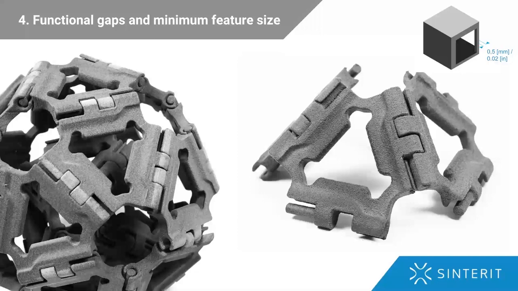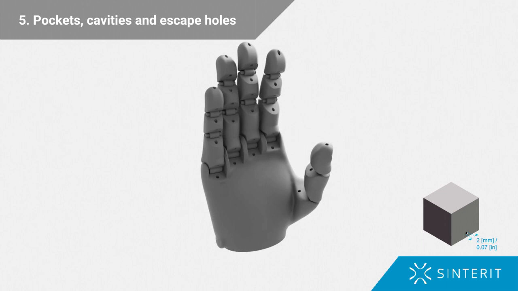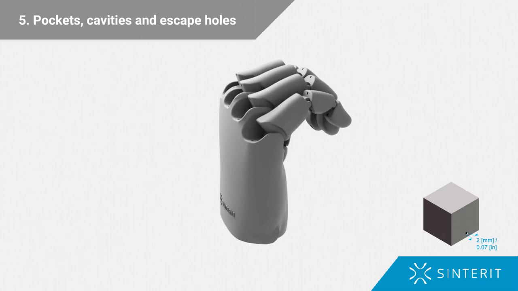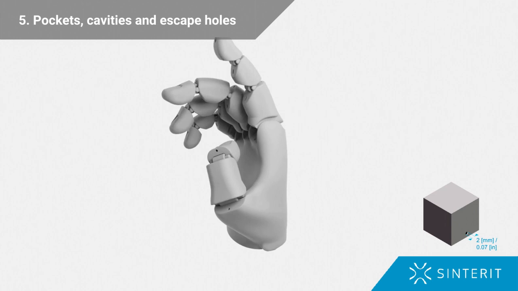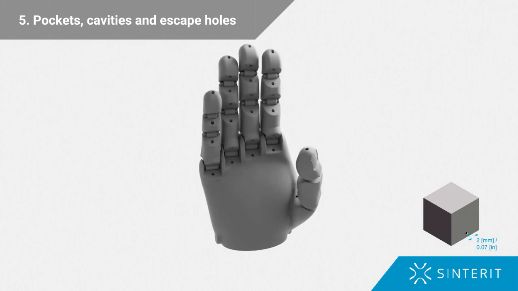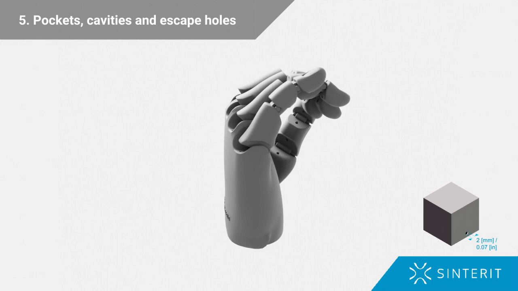It's very important to remember one thing. Never design models with fully confined cavities if you want those cavities hollow. It will make removing all of the unsintered material impossible during post-processing and sometimes making your prints useless, at least not without a lot of additional work, like manually drilling holes or pockets just to get the unsintered powder out.